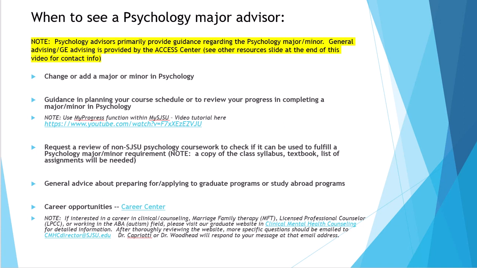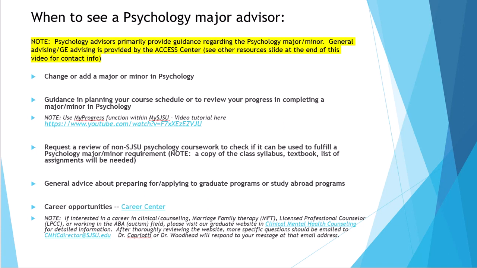Another thing that we as advisors do is review classes that you've taken outside of San Jose State to see if they can be used to fulfill a psych major or minor requirement. For instance, if you've gone to a community college before you transferred to San Jose State, we can see whether any of the psychology classes you've taken at your community college are equivalent to courses that we require for the psychology major or minor.